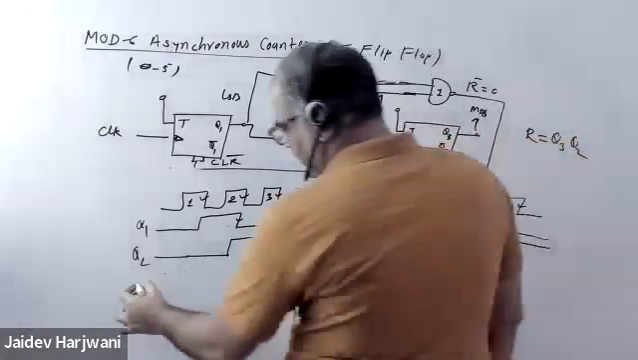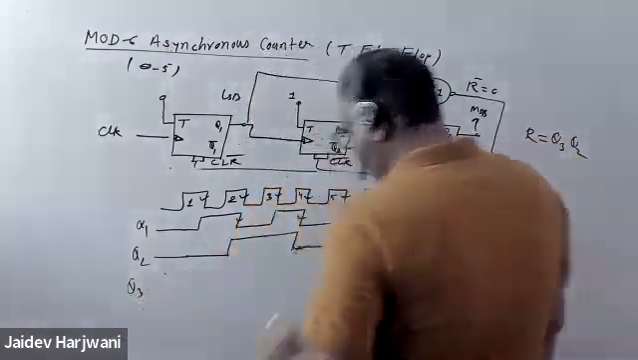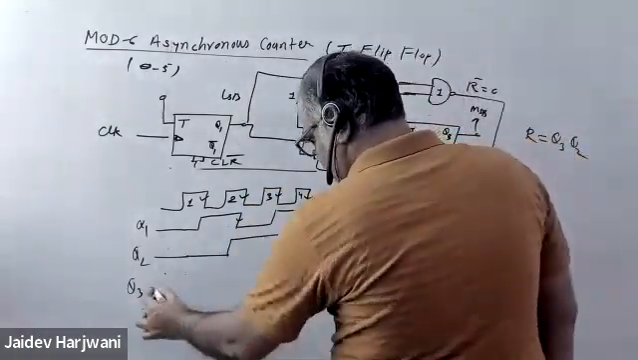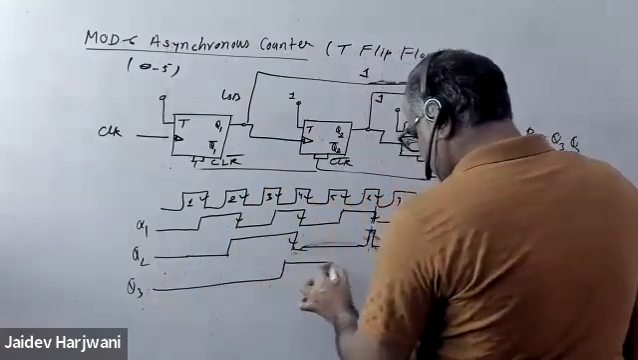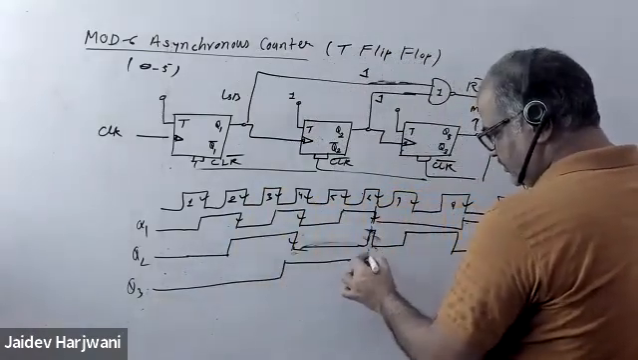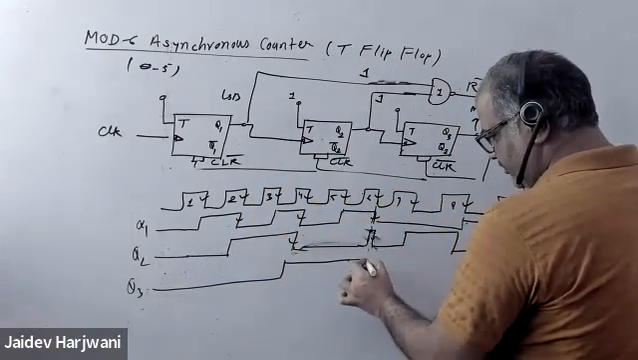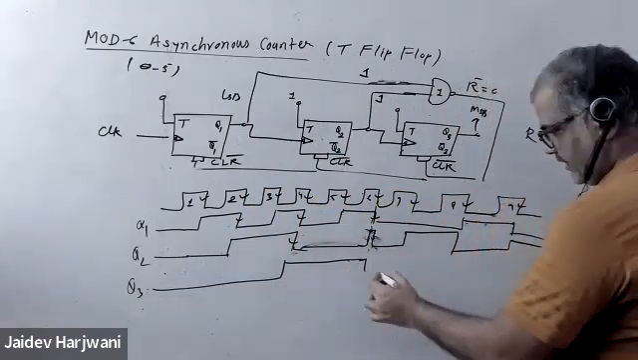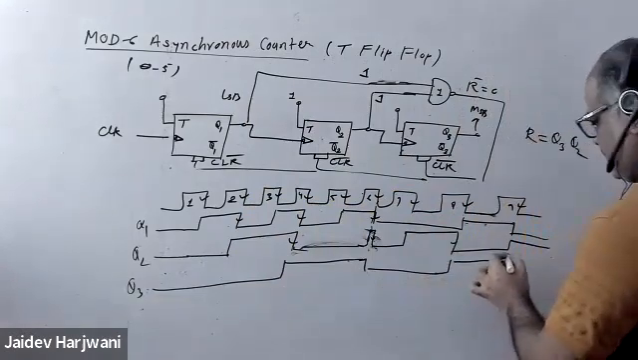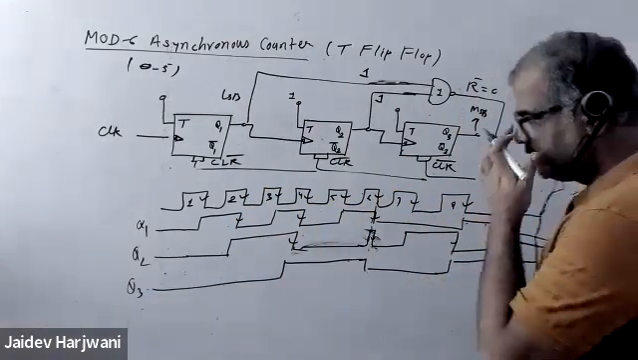Similarly, if you see Q3, Q3 will follow this one. So this is down, so clock goes up. Now Q3 will follow this one. So here it is getting down, so it will come like this, and again it will go down, so it will go up like this. It will work.